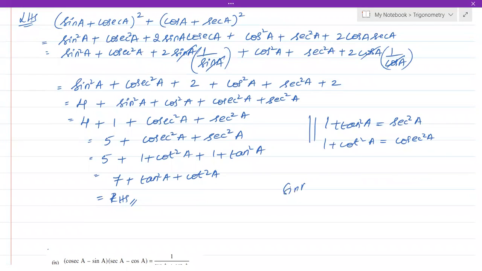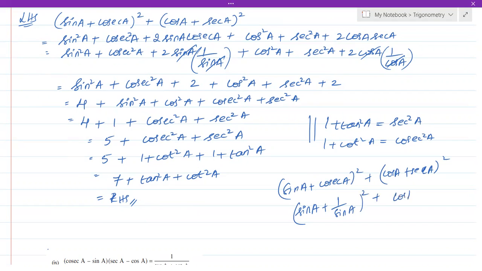The LHS was (sin A + cosec A) the whole square plus (cos A + sec A) the whole square. Now there is no trigonometric identity. If there is no trigonometric identity, we'll convert into sine and cos. So cosecant can be written as 1 by sin A, the whole square, and cos A plus secant A can be written as 1 by cos A, the whole square.